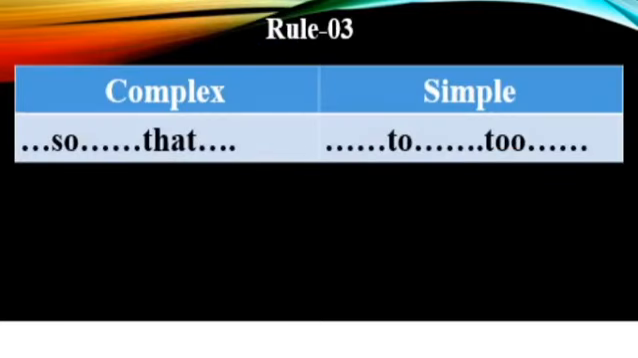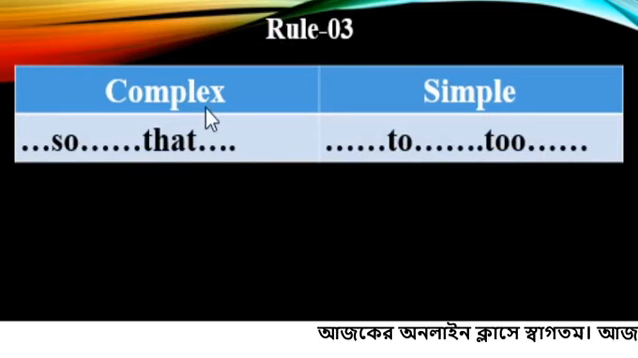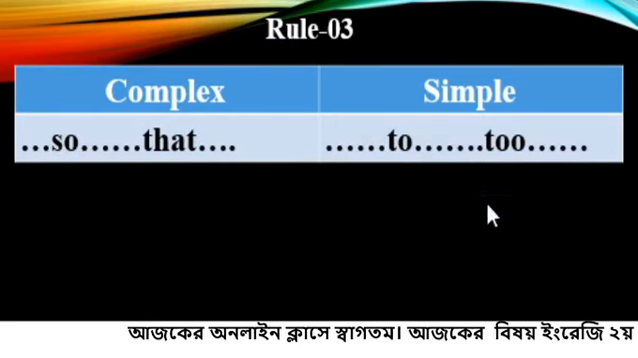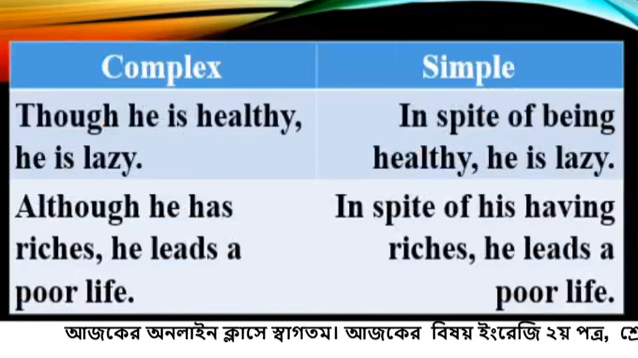If in a complex sentence so that is used, in the simple sentence we have to use too. That means in a complex sentence so that, in the simple sentence too we have to use. Let's go to the next example.